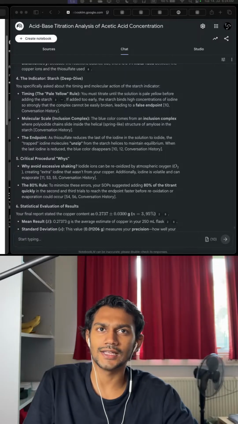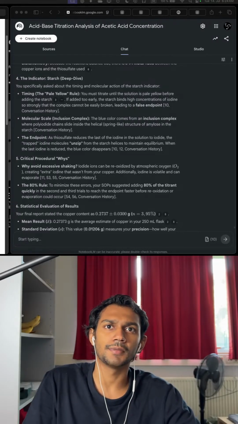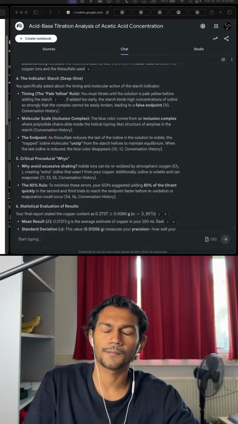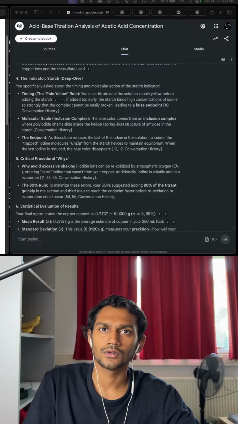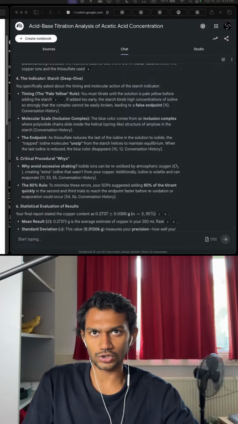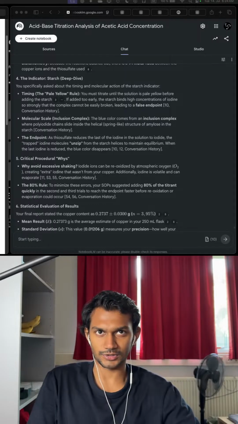You used the Nernst equation to calculate what the potential should be at different stages. The comparison: your experimental equivalence point volume was approximately 3.22 milliliters, which aligned closely with your theoretical calculation. Results and statistics.